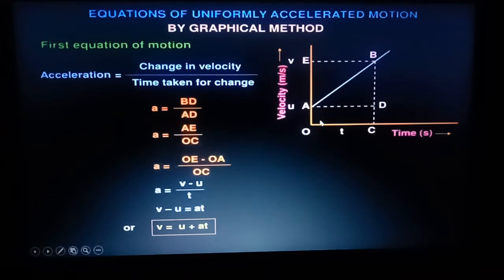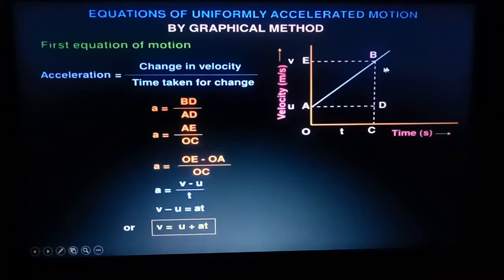Now, at the x-axis we have considered OC is equivalent to T. Using all these terms, now we will be calculating the first equation of motion. As we have done in the previous PPT, the graphical presentation, we use this perpendicular base, and on the base we have this AD. This triangle we are using as a slope.